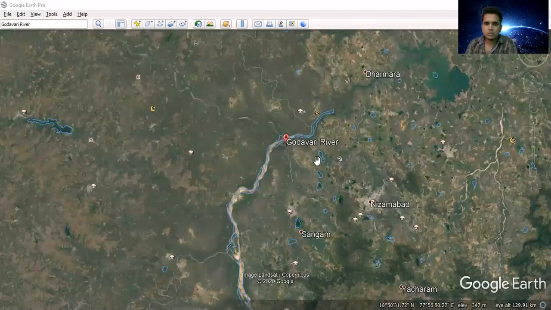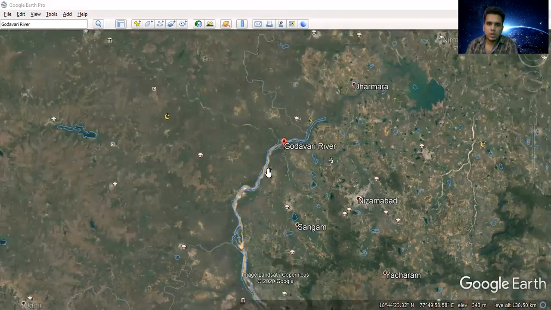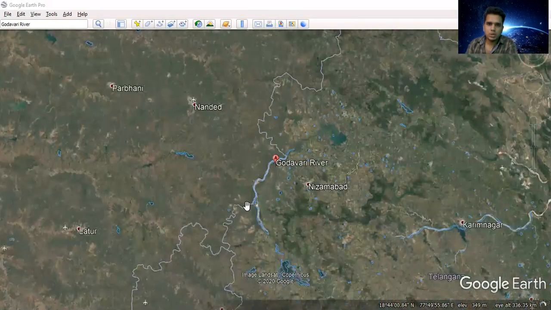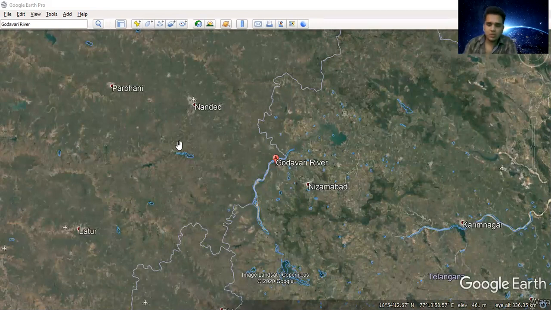Godavari river system. This is your Godavari river. As you can see, it is made from various points like Pravara river, Veluma river, and Mula river. All these are situated over here.